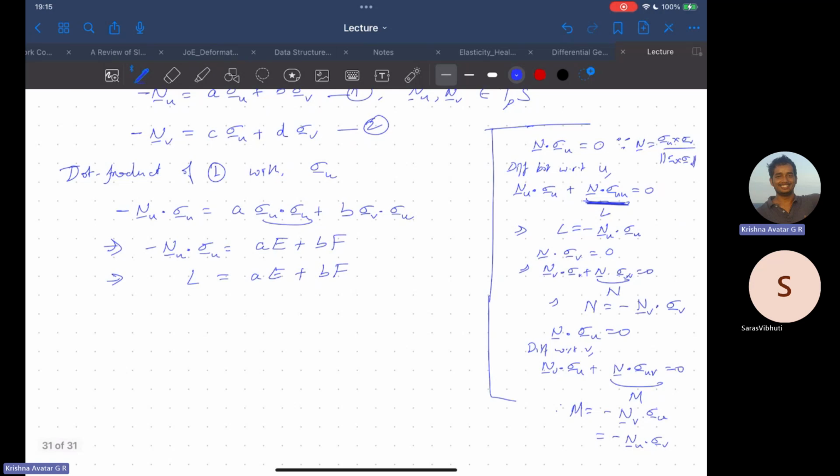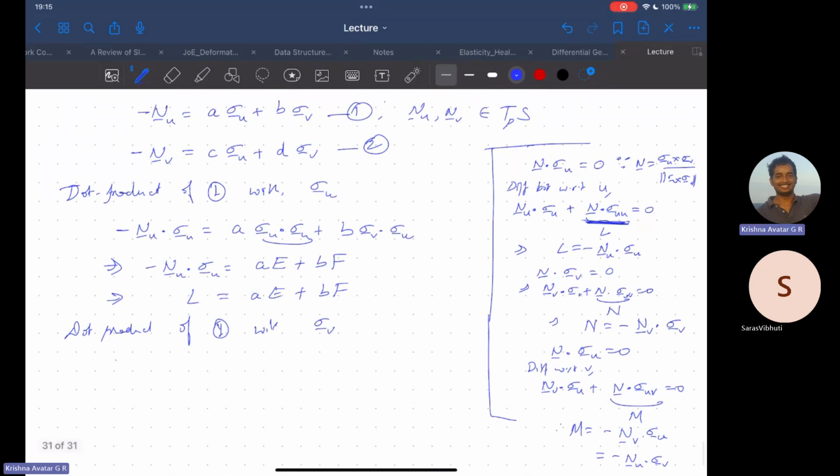So far so good. Now we take the dot product of 1 with sigma v. Then what we have is minus nu dot sigma v is equal to a sigma u dot sigma v plus b sigma v dot sigma v.